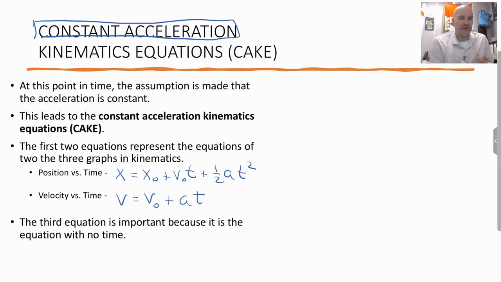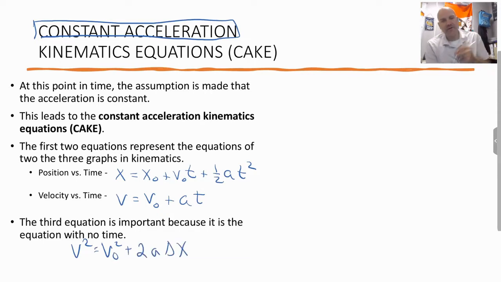And then the third CAKE equation. I always say CAKE equations, but the E in CAKE means equation. It is very important because it's the one with no time: v squared equals v0 squared plus 2a delta x. I do want to point out that there are five factors: delta x, initial velocity, final velocity, acceleration, and time. And something to note is all the equations have four of the five factors.